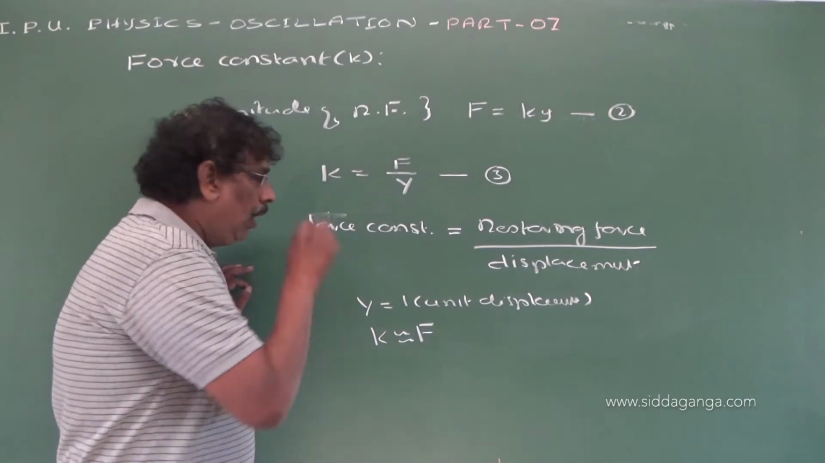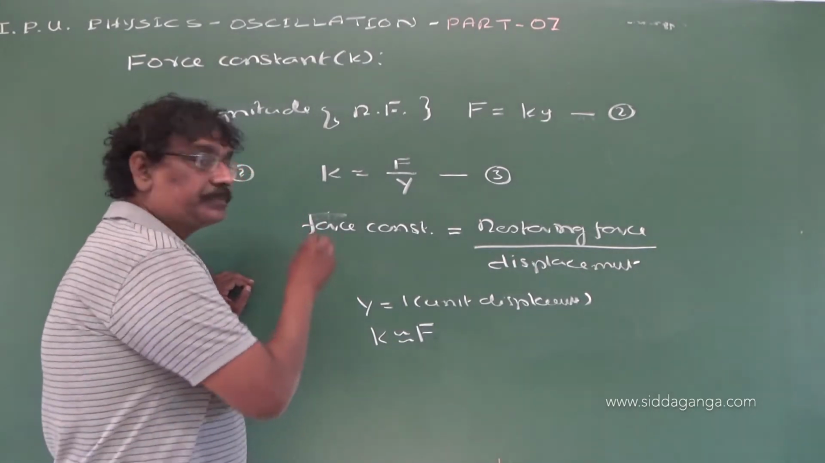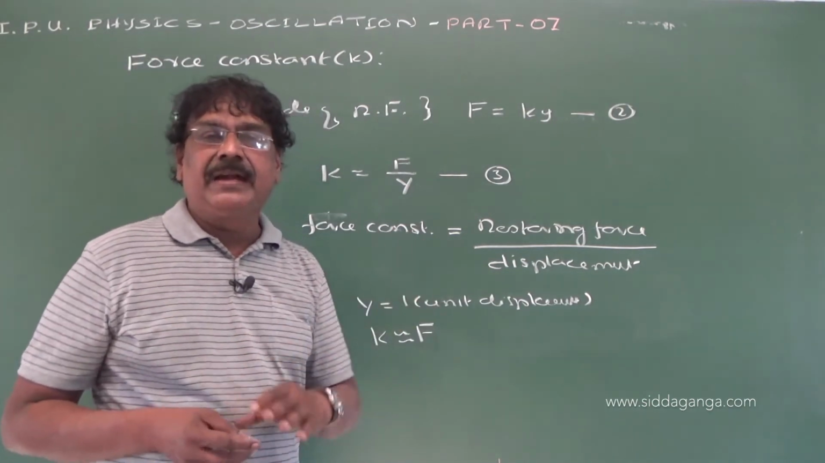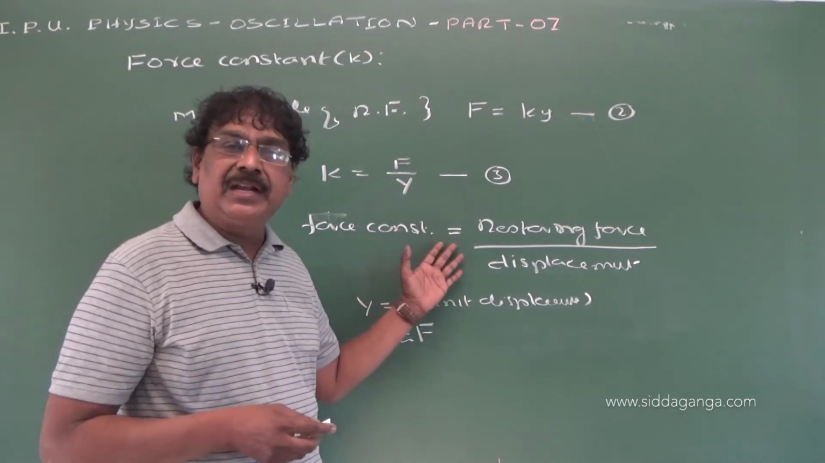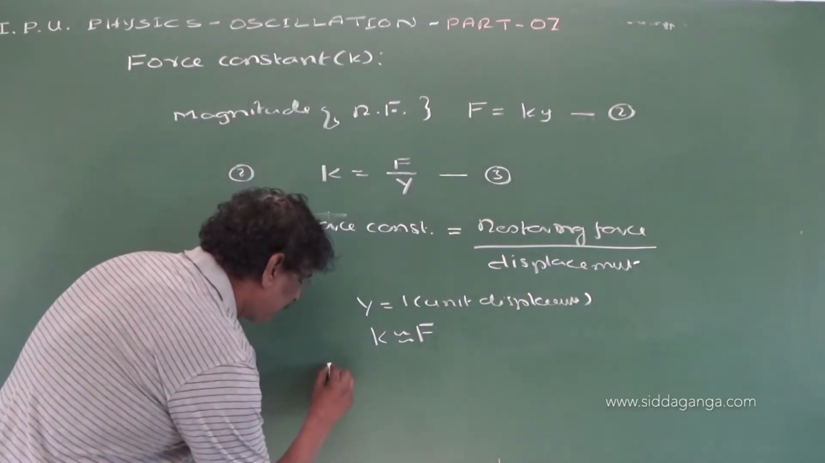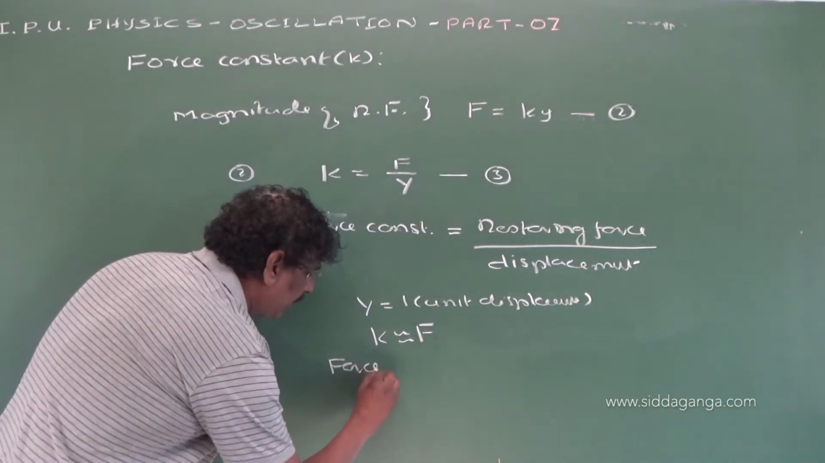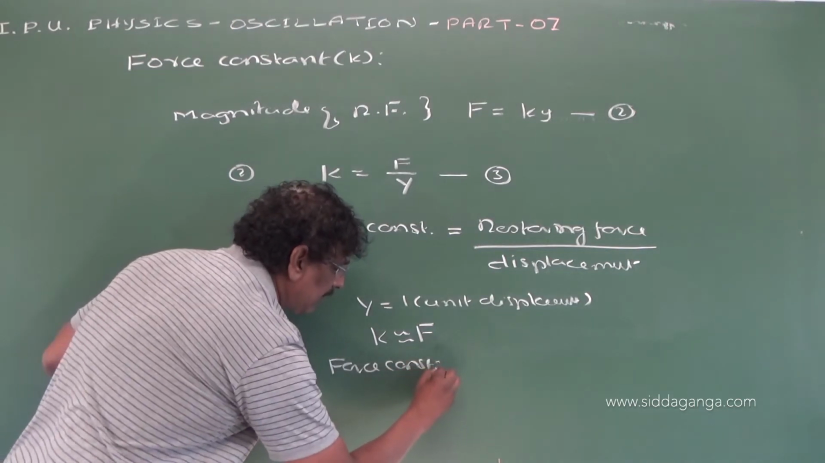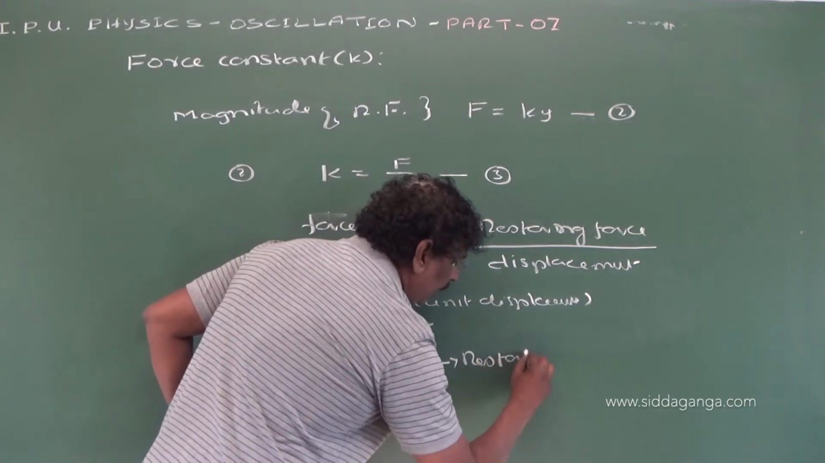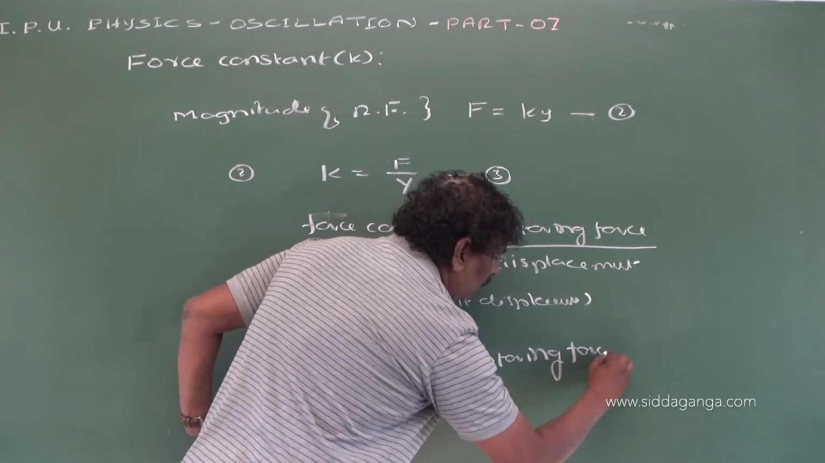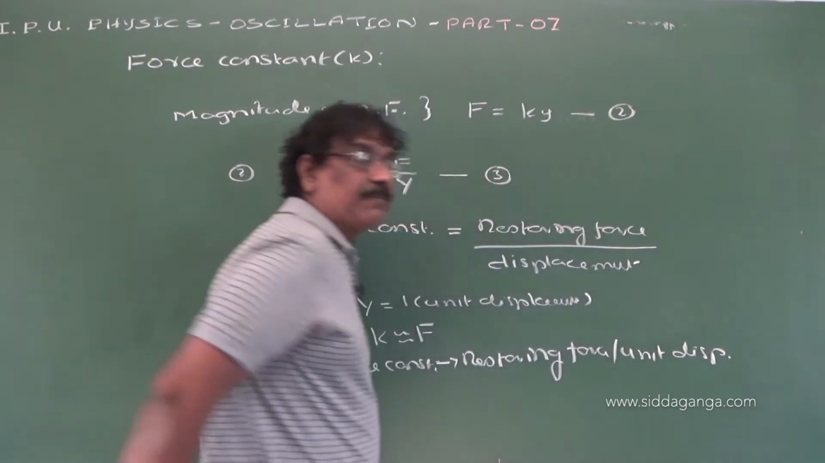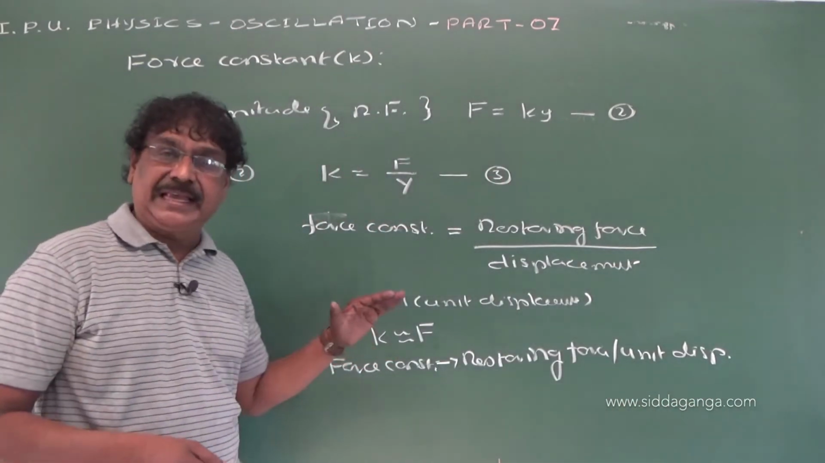Therefore, force constant is defined as the magnitude of restoring force per unit displacement. That is, force constant is defined as the magnitude of restoring force per unit displacement. That is the definition of k.